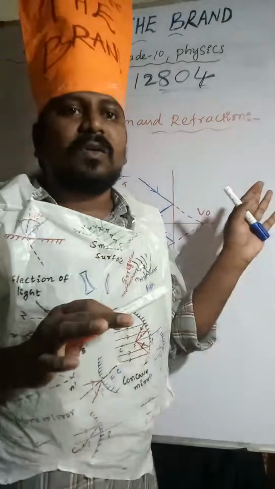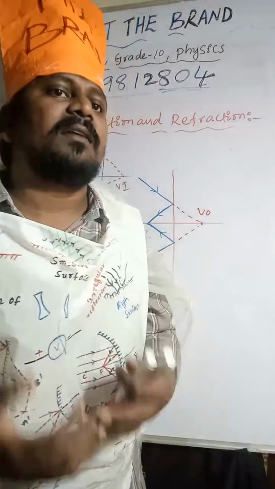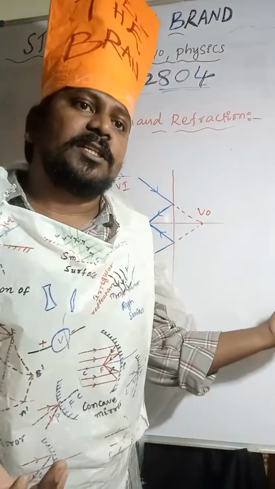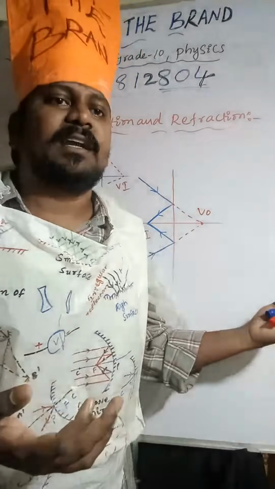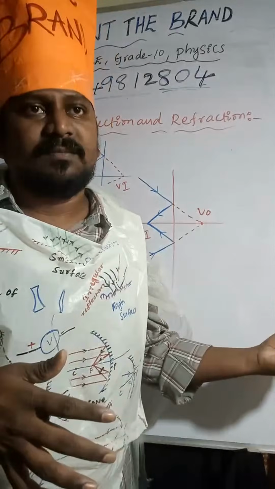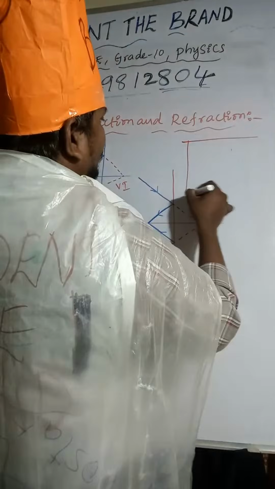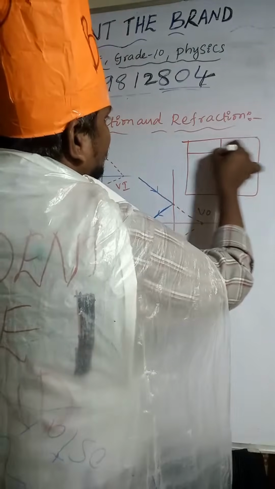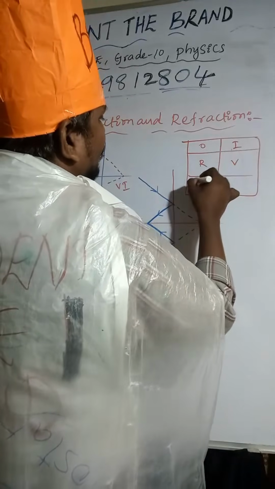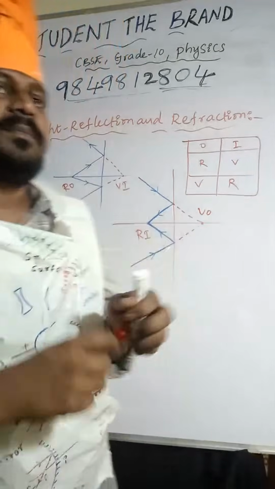So by observing these two diagrams, we can conclude that object is real, image is virtual. Object is virtual, image is real. Okay, so now you can see I'm concluding this point. Object and image: object is real, image is virtual. Object is virtual, image is real. Understood?